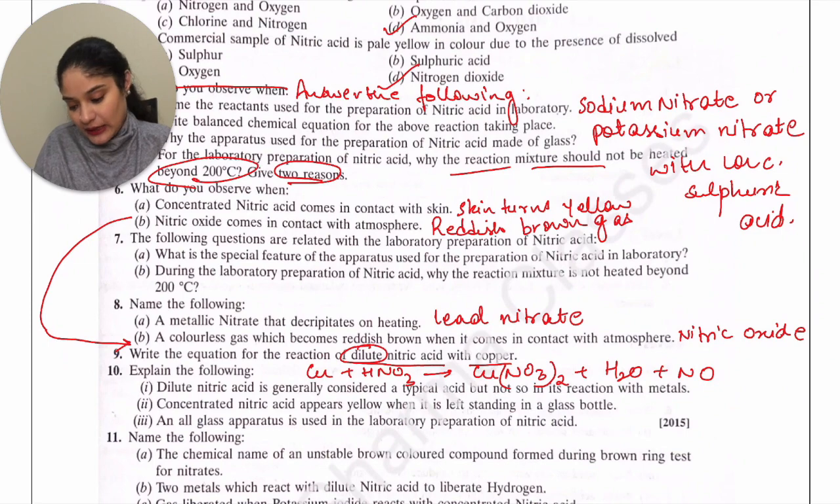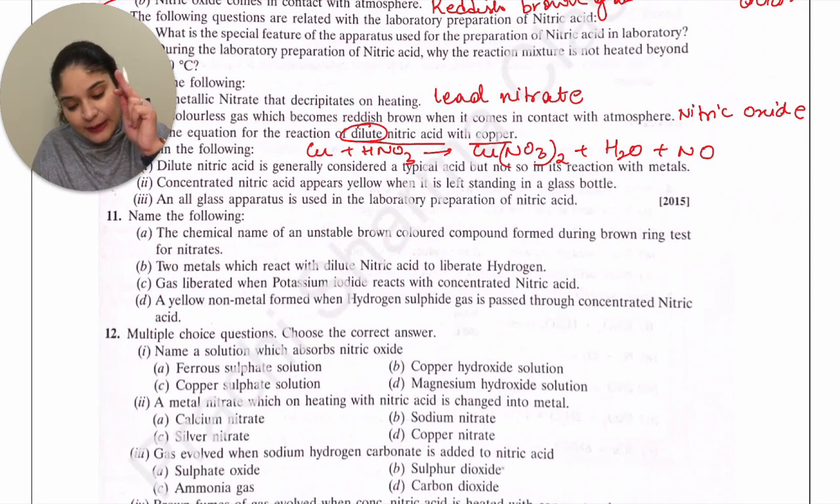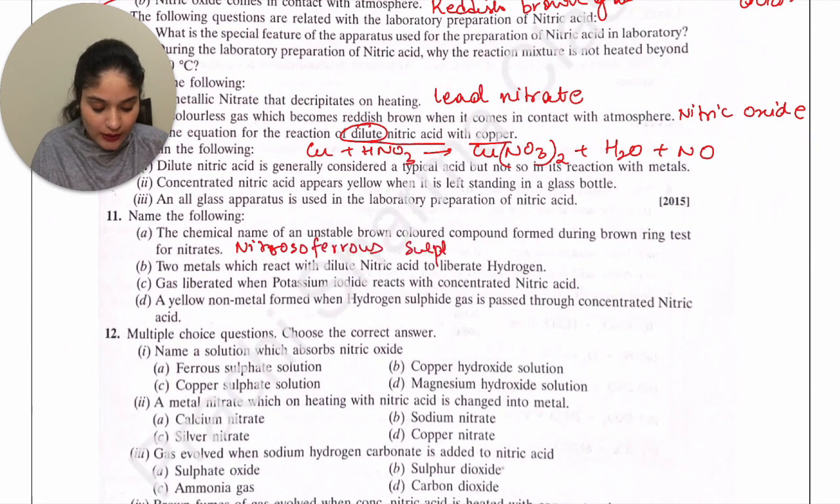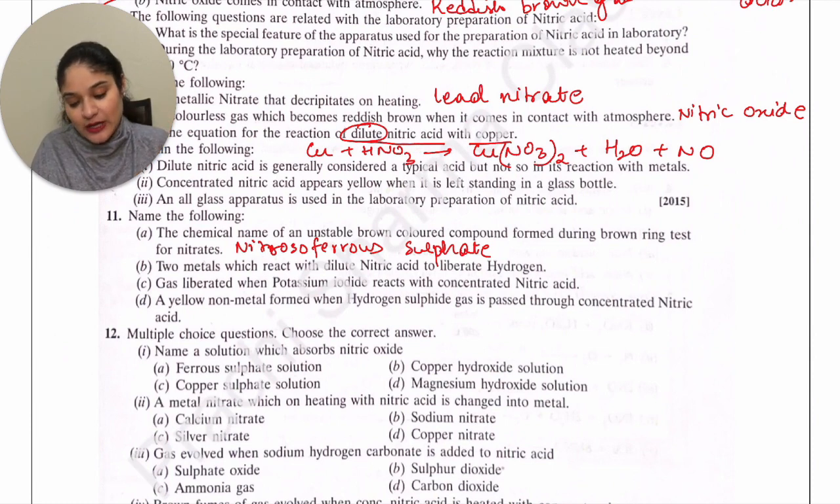The next question is all glass apparatus. So we understood that one as well. The 11th question says, name the following. The chemical name of an unstable brown colored compound formed during the brown ring test is nitrosoferrous sulfate. Okay, so this is the unstable brown colored compound that gives you the brown ring in the brown ring test.